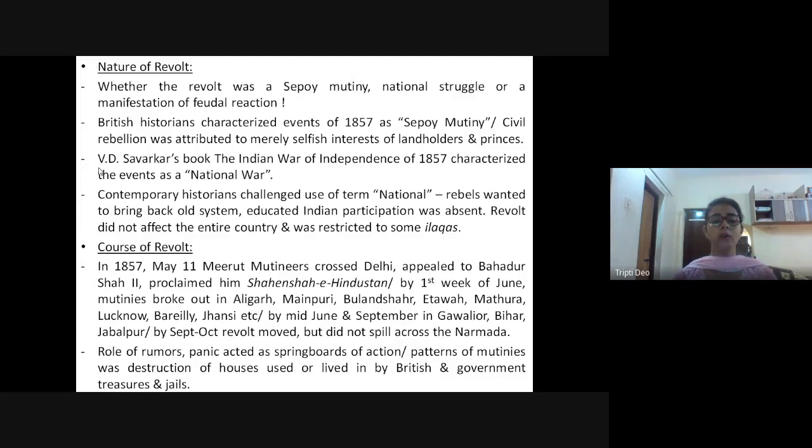Civil rebellions were attributed to merely the selfish interest of landholders and princes, right? So British historians by and large consider it a sepoy mutiny, and where civil areas had rebellions, that was by and large because of the selfish interest of landholders and princes. So the British did not treat 1857 as a big event. They thought it was a small sepoy mutiny, and the rebellions in civil areas were for the little selfish interests of landholders and princes.